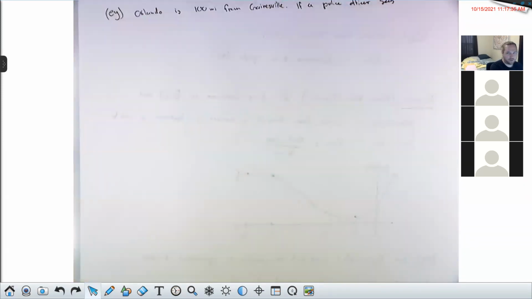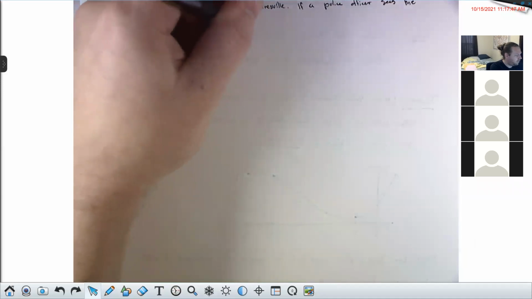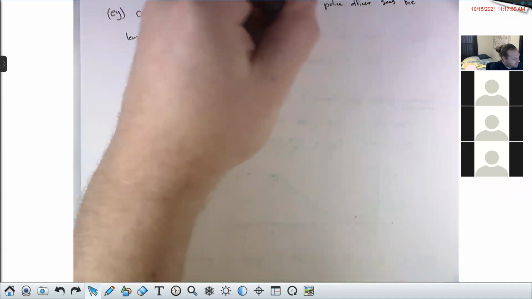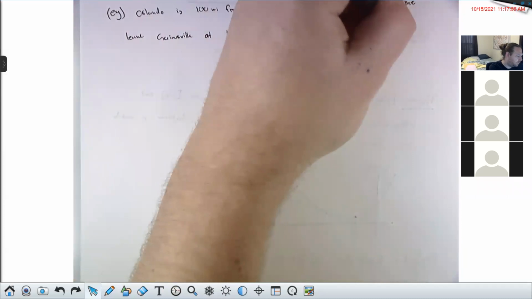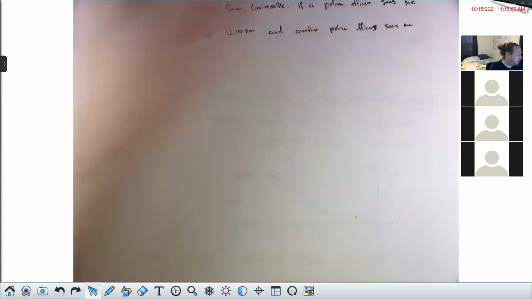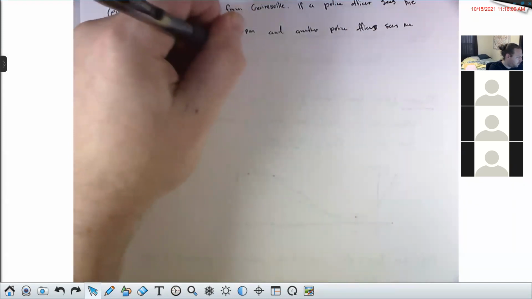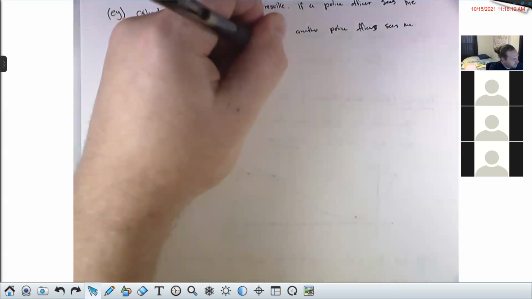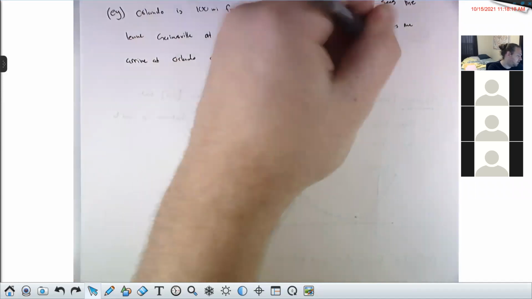So Orlando's 100 miles from Gainesville. If a police officer sees me leave Gainesville at 12 o'clock p.m. and another officer sees me arrive at Orlando at 1 o'clock p.m., can the second officer give me a ticket?